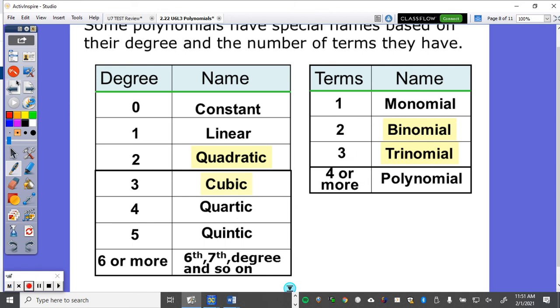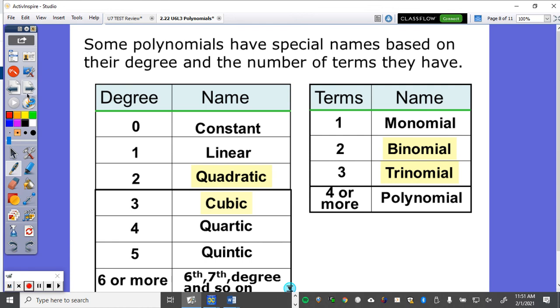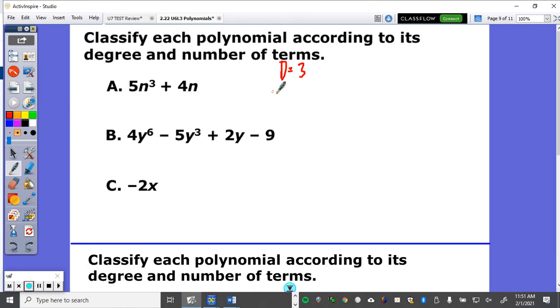So these are in standard form. What's the degree of this polynomial right here? 3. So the degree for this is 3, and if we go back here, the degree of 3 is cubic. I have 2 terms, so the number of terms is 2, and that's a binomial. So we call this a cubic binomial.